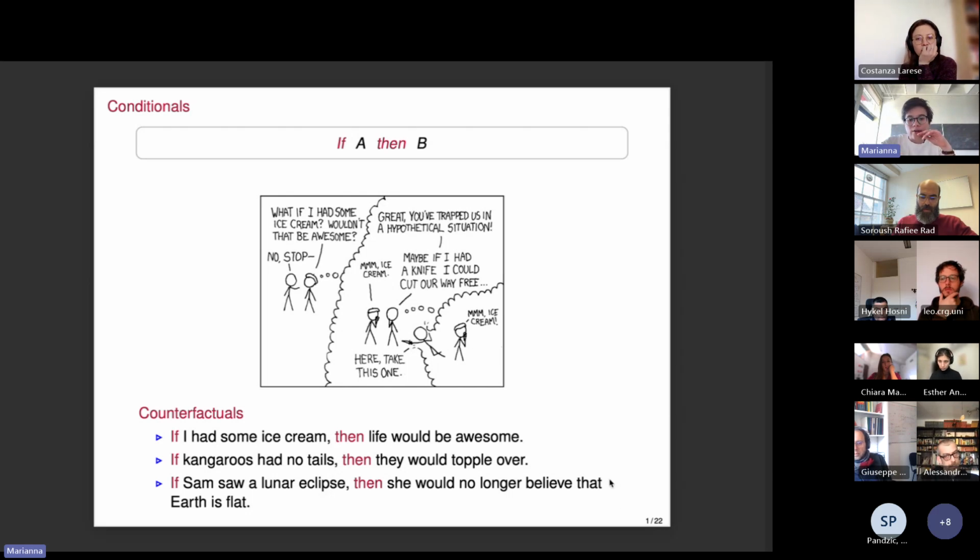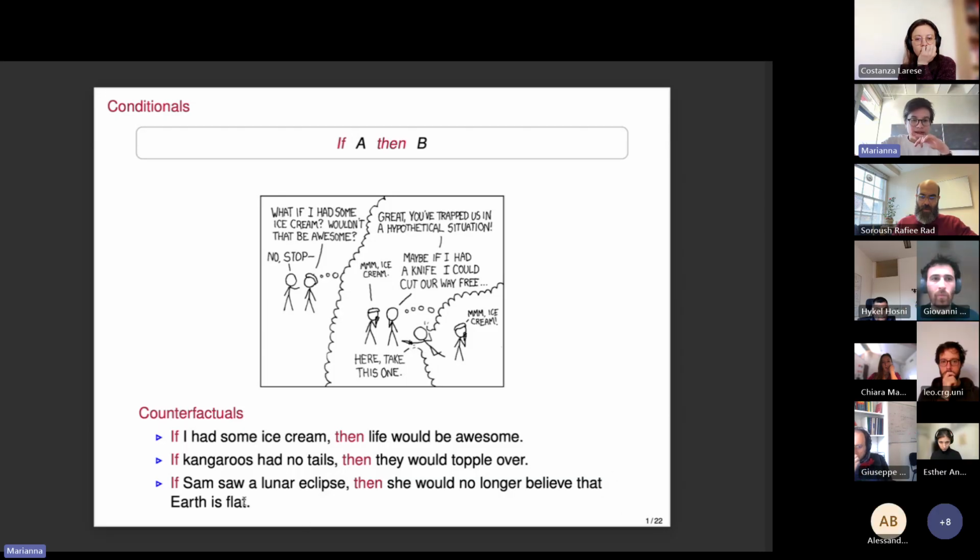And observe that this can also come in a kind of epistemic flavor. So sentences such as, if Sam saw a lunar eclipse, then she would no longer believe that Earth is flat. So this is still a kind of counterfactual, but we are also discussing the belief or the conditional belief of agents.